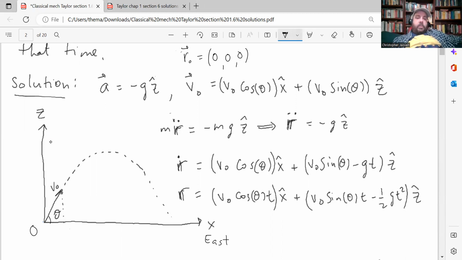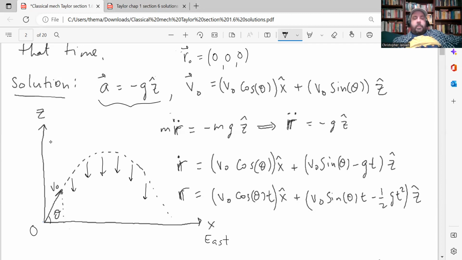Okay, so the only force that's acting on the golf ball is gravity. So, at each point in the trajectory, gravity is pulling the golf ball down with a constant acceleration. So the acceleration here is negative g times z hat, right? It's in the z direction.